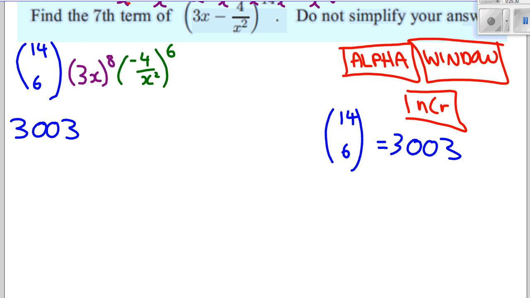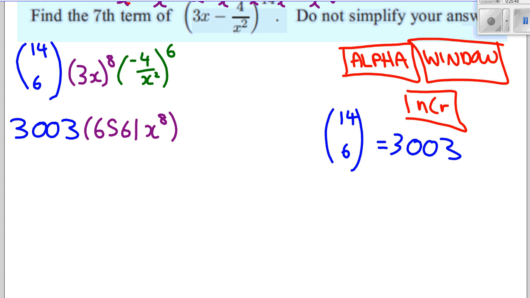What's 3 to the power of 8? 6,561. Horrible, isn't it? 6,561. Don't forget the x8 as well, very important, because that can be easily dropped off.